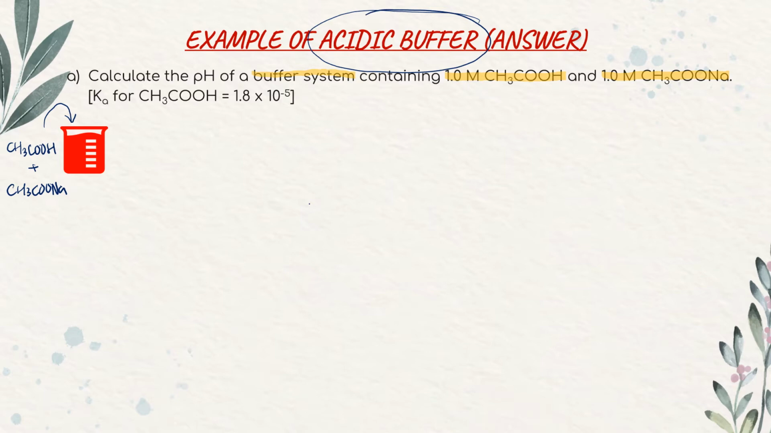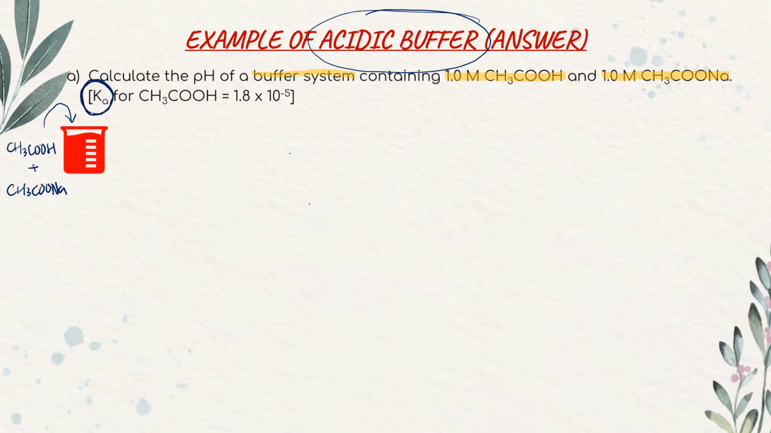Daripada soalan ni, awak tahu kita tengah buat acidic buffer sebab saya dah labelkan. But if in exam, the question maybe will not mention, okay, either it's acidic or basic. Dia just kata a buffer solution contains certain. Okay, so awak kena identify lah. Cara nak identify macam mana? The easiest way is look for Ka or Kb.